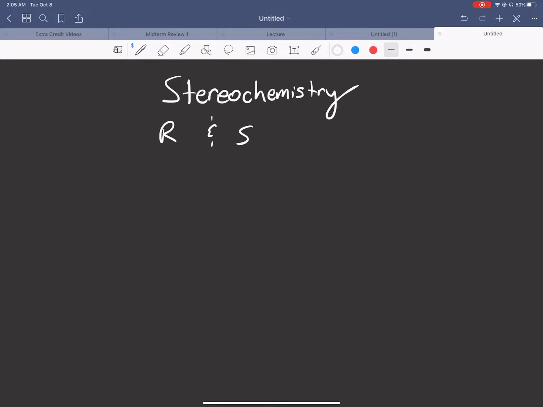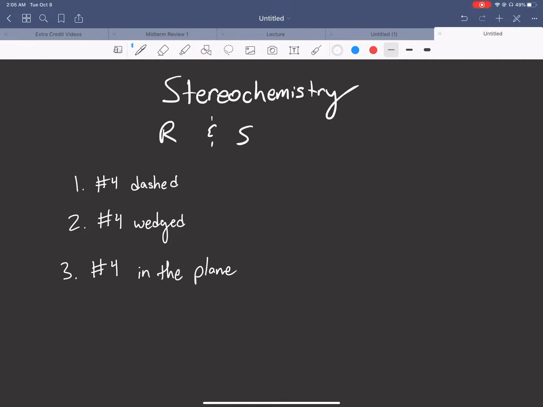and S configuration. Our easiest one was when our number 4 priority, our lowest priority group, is dashed. Our second scenario was when our number 4 was wedged. And now we're going to do the third scenario where the lowest priority group is in the plane. So planar, has the solid line.